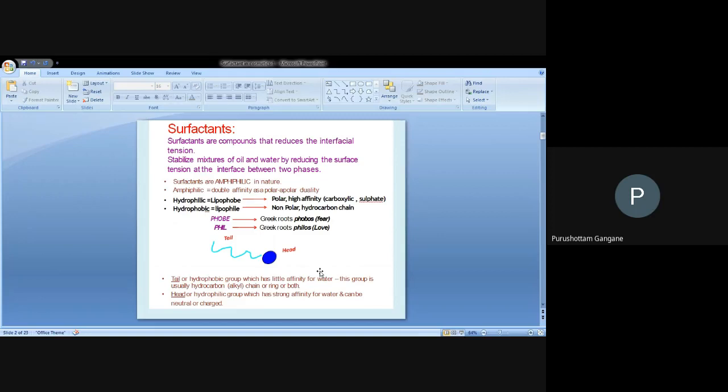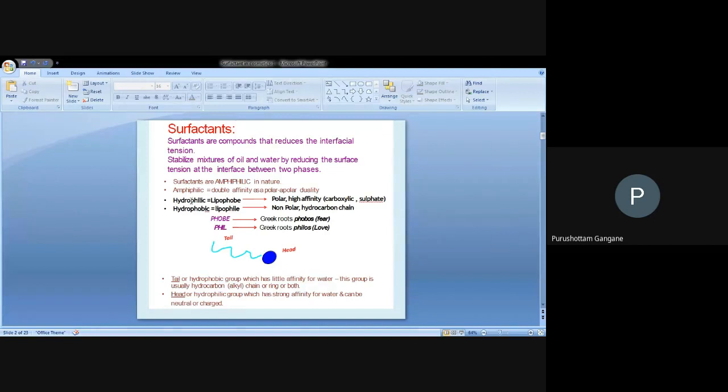Okay, because these are soluble in both the phases. Surfactants are soluble in oil as well as in water. And due to its amphiphilic nature, it mixes the water and oil with each other.